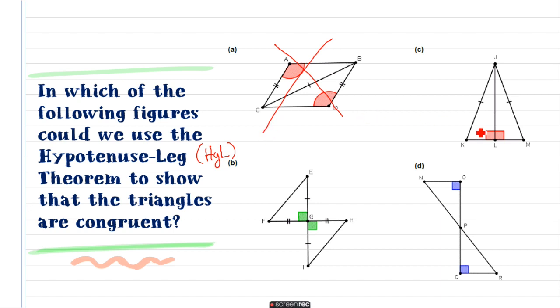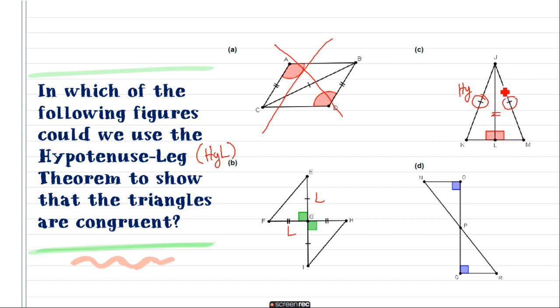Now let's look at the second one, letter B. We have the tick marks as a guide. This is a leg and this is also a leg. Therefore, that's LL. Now, let's look at letter C. This is the hypotenuse, congruent also to this hypotenuse. And we can say that we have legs that are congruent.